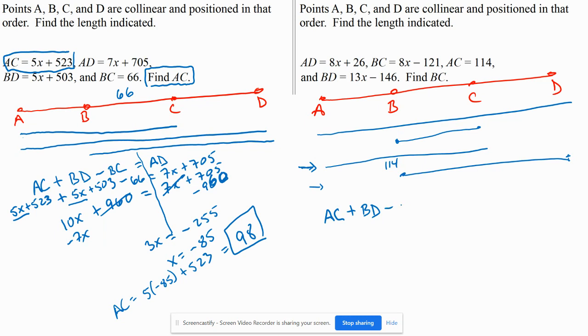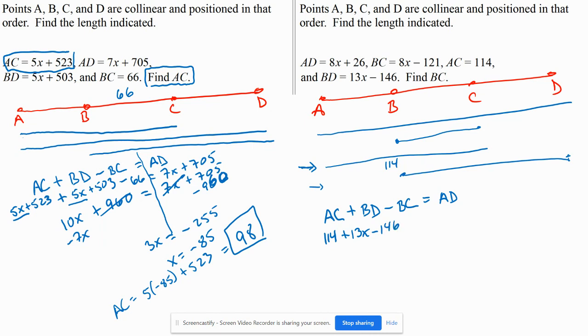So let me subtract BC. So I only want to use it once. So I have AC plus BD minus BC because I want to use BC only once. And this is equal to the whole segment AD. All right, from the information on the top, we know something about AC. AC is 114. BD, like what's the distance between BD? We know something about BD. That is plus 13x minus 146.